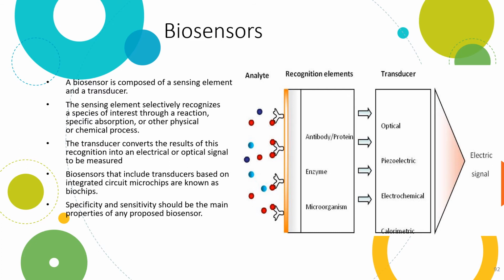Biosensors are composed of sensing elements and a transducer. The sensing element selectively recognizes a species of interest through a reaction, specific absorption, or other physical or chemical process. The transducer converts the results of this recognition into an electrical or optical signal to be measured. Biosensors that include transducers based on integrated circuits, microchips, are known as biochips. Specificity and sensitivity should be the main properties of any proposed biosensor.